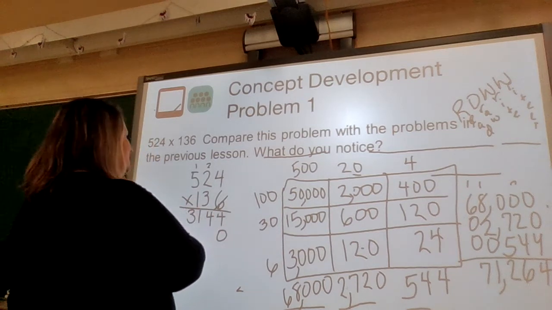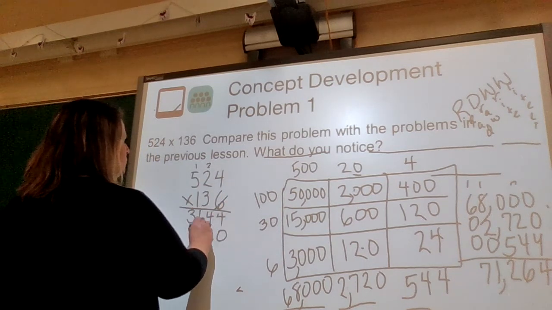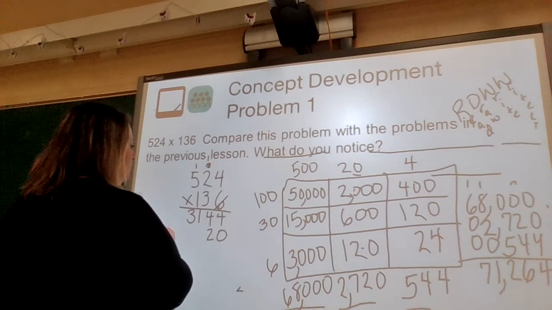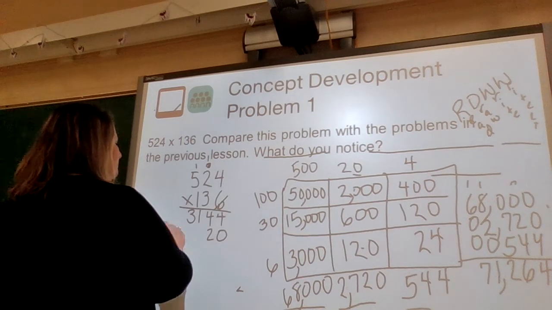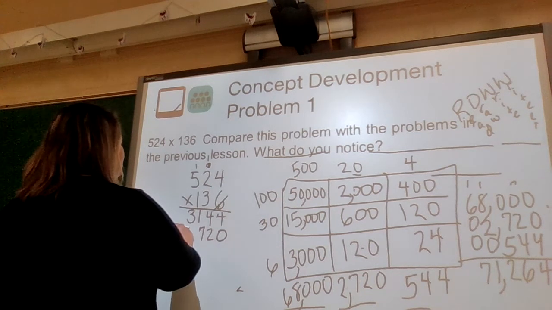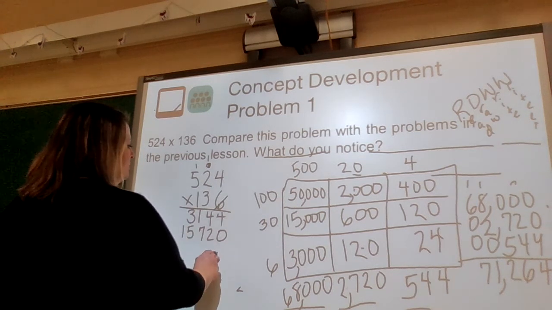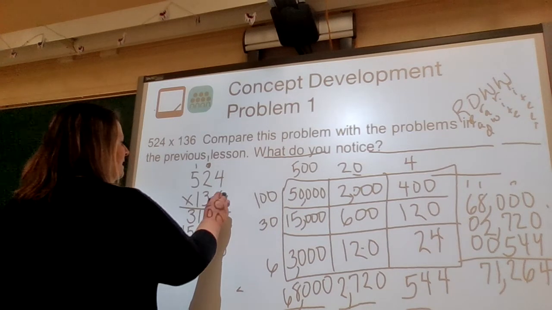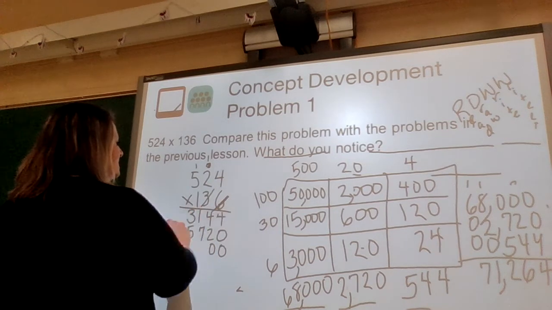Now I'm going to my 10s. 3 times 4 is 12. I'm going to mark that out. Carry my 1. 3 times 2 is 6, plus 1 is 7. And 5 times 3 is 15. And now I'm going to write 2 zeros. I'm now finished with my 1s and my 10s.